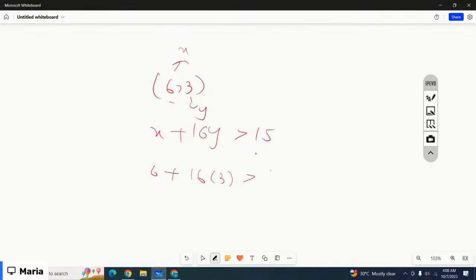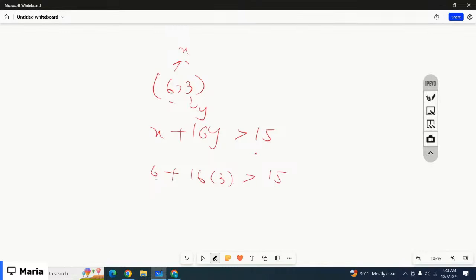For example, you are given the point (6, 3), and the inequality is x plus 6y greater than 15. The point (x, y) is an ordered pair: this one is the value of x and this one is the value of y. So how do you see if the point satisfies the linear inequality? Just put the point in the inequality. x is 6 plus 6 times y, which is 3, is greater than 15.